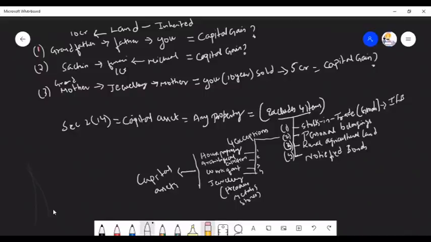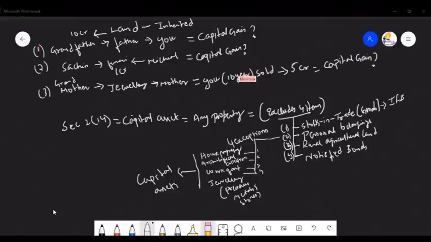So you guys have to remember what you mean by capital asset, right? I hope by now you have a proper understanding as to what can be a capital asset and what can't be a capital asset. So the bottom line is, a capital asset can be any movable, immovable, fixed, floating, tangible, intangible property, whether it is used for business or not, but it cannot be the following: stock in trade, personal belongings with four exceptions, rural agriculture land, and notified bonds.